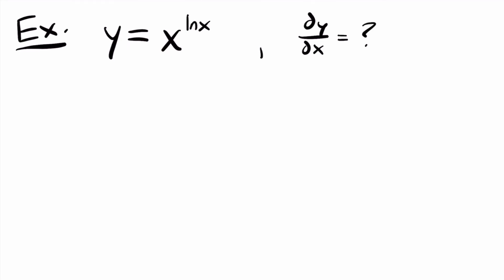Previously, when we have taken a derivative of x to some power, that power has always been a constant. It's either been x squared or x cubed, x to the 5th power, x to the 1/2 power, right? We've never really had x to the power of some other function.